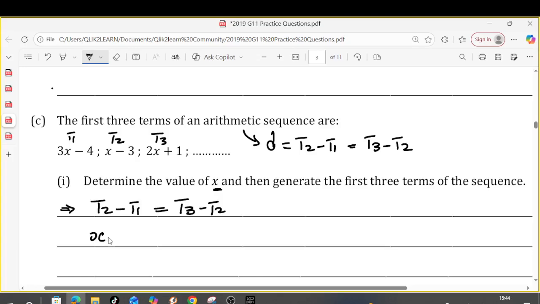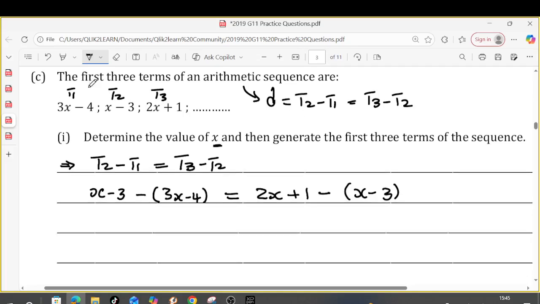So what is your term 2? It's x minus 3. What is important here is that when you minus T1, make sure that you put it inside the bracket. This will be 3x minus 4. This is where most learners make mistakes, because the negative will change the sign of 3x, and it will also change the sign of negative 4. Then we equate this to term number 3, which is 2x plus 1. Whatever we are minusing, we put it inside the bracket.